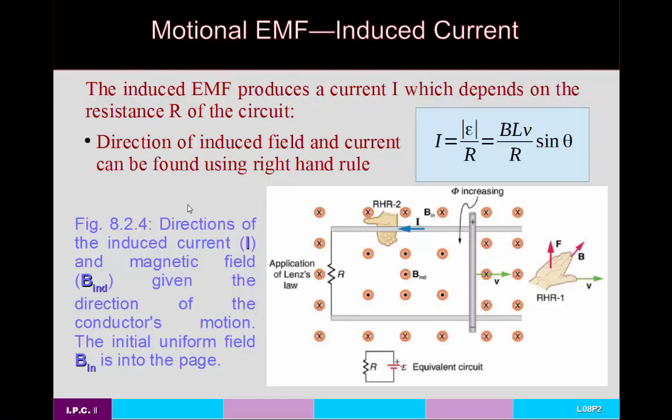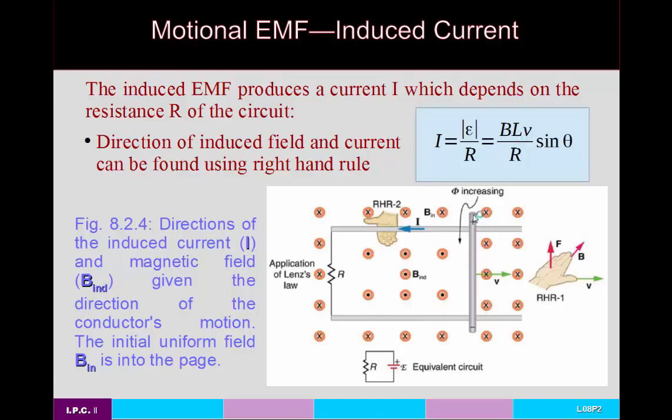Of course, if you have a closed loop, then you can actually get a current, and so the induced current will be the EMF divided by the resistance of the loop. So that looks like BLV over R times the sine of theta. This is the magnetic field strength.